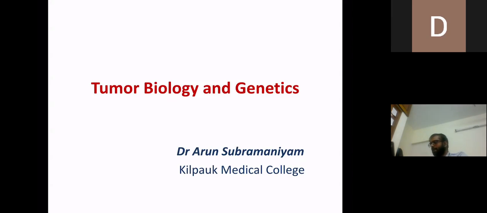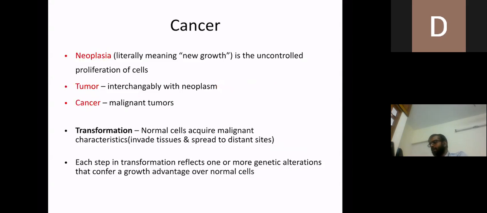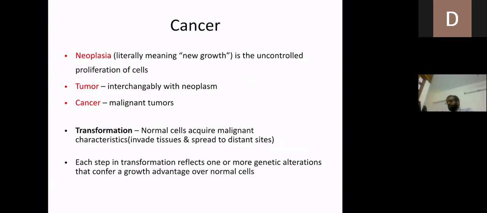This is tumor biology and genetics. These are all terms you are well aware of. Neoplasia is new growth, uncontrolled proliferation. It can be used for both benign and malignant tumor. A tumor is something to do with the inflammation, the Rubor-Calor tumor. In oncology, tumor is interchangeably used with neoplasm. Nothing is going to be asked on this kind of stuff. And cancer usually indicates a malignant tumor.